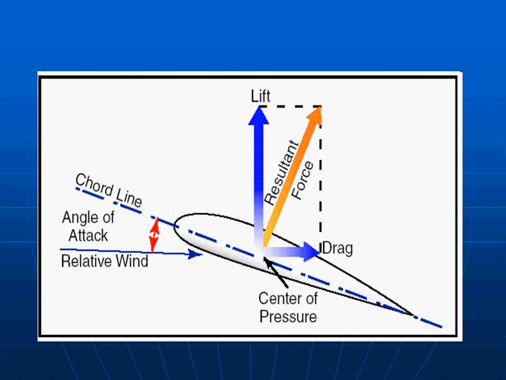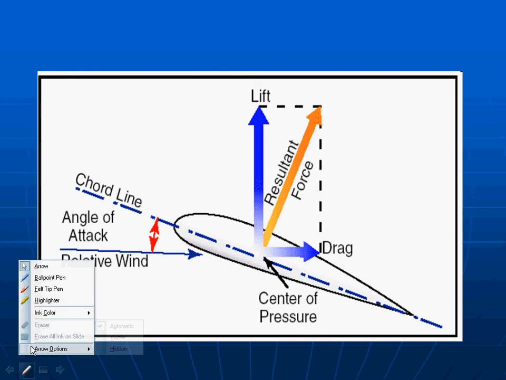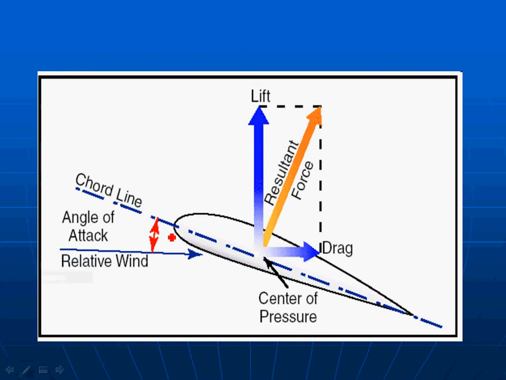Once again, here are some definitions that you should have defined already. The chord line is simply the imaginary line from the leading edge to the trailing edge, and the relative wind is the wind that you create when you're in motion. Like when you're riding a bike, the wind is in your face. That's relative to your motion. Now this angle is called the angle of attack. The more angle of attack, the bigger this gets, the bigger lift gets. And we'll see that here shortly.